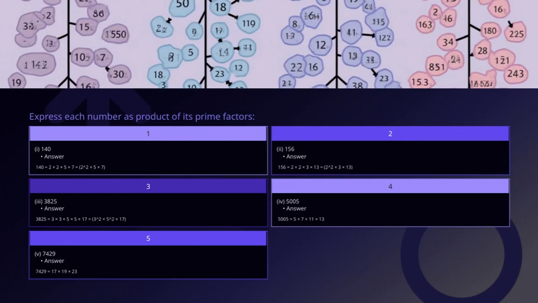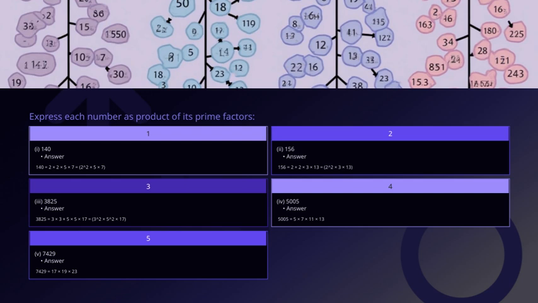Let's look at some examples of expressing numbers as products of their prime factors. First, consider the number 5005. Its prime factorization is 5 times 7 times 11 times 13. This shows how we break down a large number into its basic building blocks, the prime numbers. Next, we have 156. When we factor it, we get 2 times 2 times 3 times 13, which can also be written as 2 squared times 3 times 13. Recognizing these patterns helps us understand the structure of numbers better.